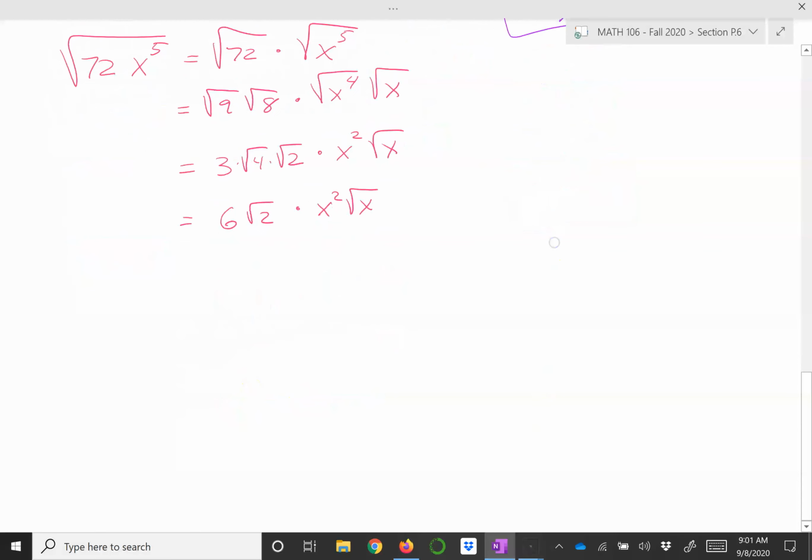Now, we don't want to leave that as the final answer. What we'll want to do is every term that's not under that radical symbol, so this would be the 6 and the x squared, you're going to put them together, and then everything that's under the same square root symbol, so the 2 is under a square root and then the x is under a square root, you can put them together back under the square root. Okay, so that would be our final answer there.